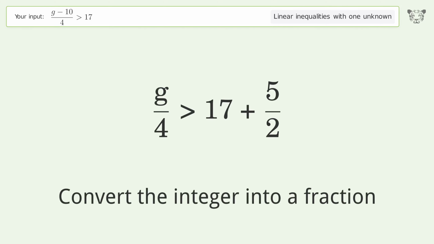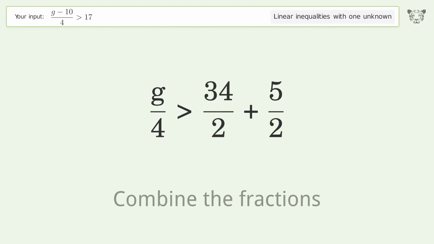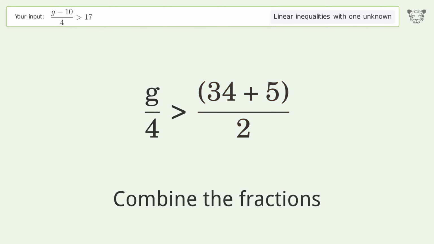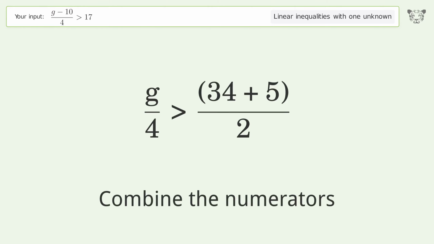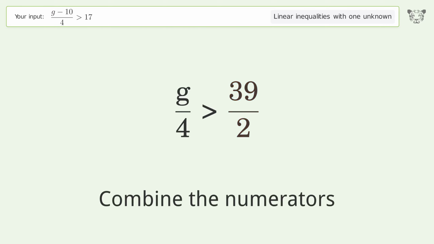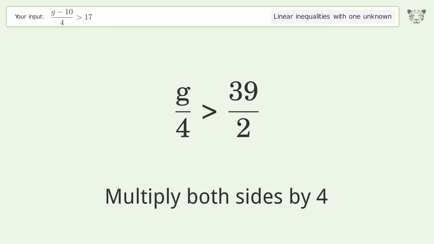Convert the integer into a fraction. Combine the fractions. Combine the numerators. Isolate the g. Multiply both sides by 4.